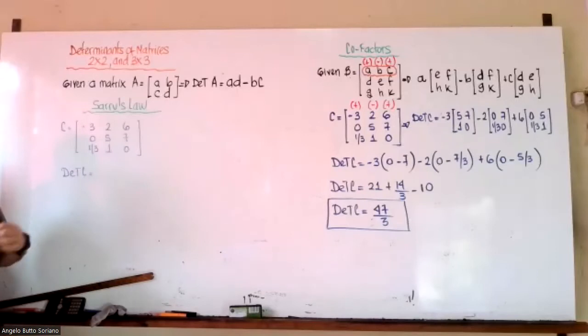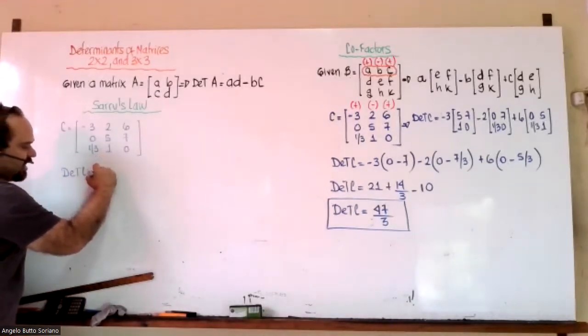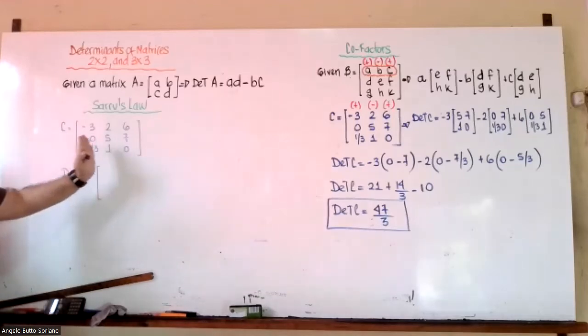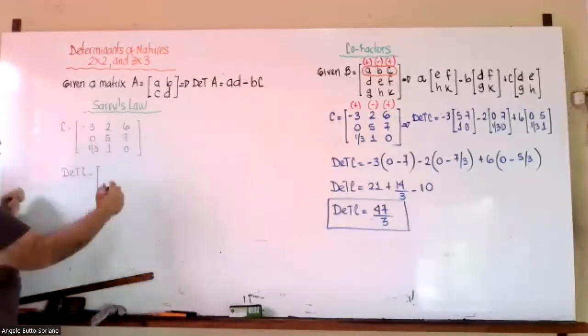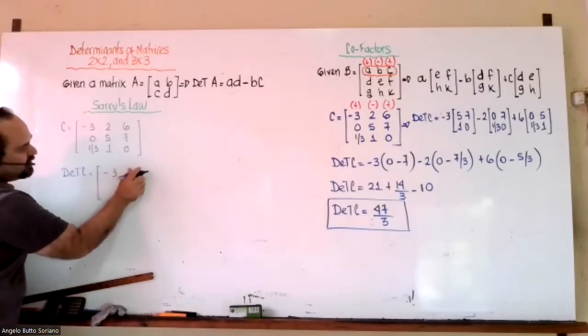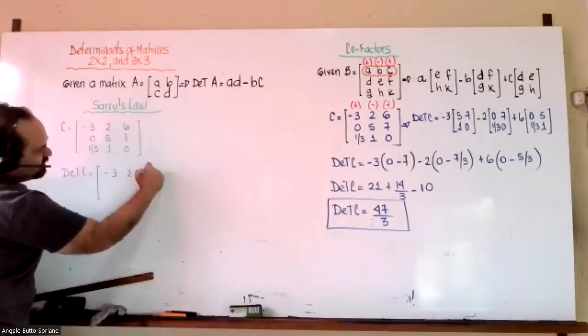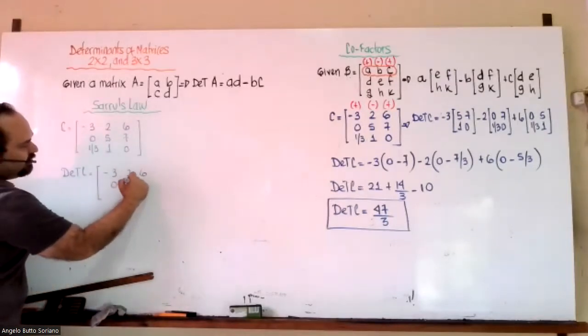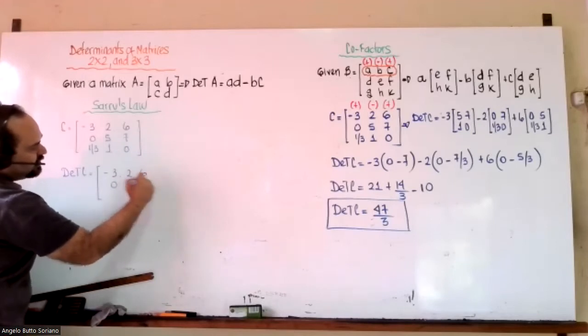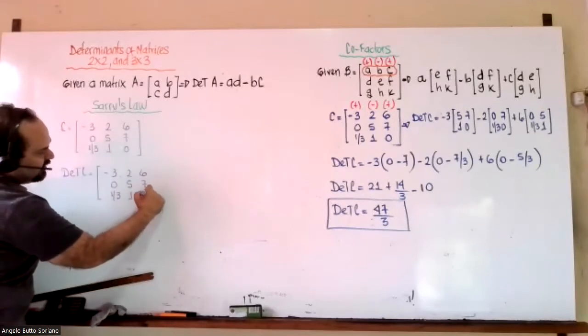Okay. Now, at the moment of calculating the determinant C, the main requirement in this method is that we must work neatly. Why? Take a look. I'm going to copy the numbers again, but with their proper separation: -3, 2, 6, 0, 0, 0, 5, 7, 1/3, 1, 0.